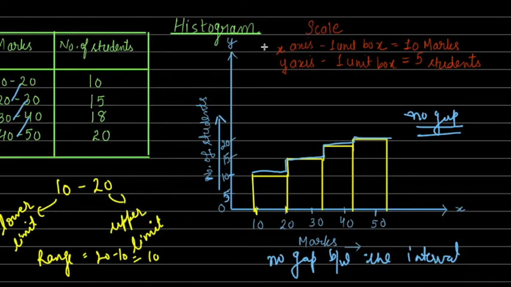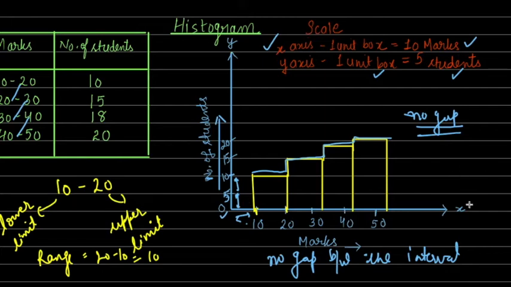Now if you see the scales here, on the x-axis I have taken 1 unit box representing how much? 10 marks. And on the y-axis, 1 unit box is representing how many students? It is representing 5 students. So I have written the scale for both the axes here.